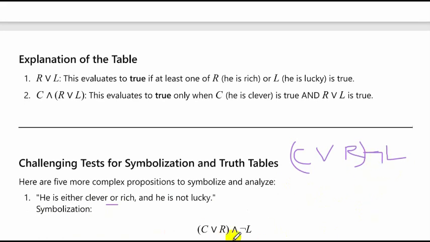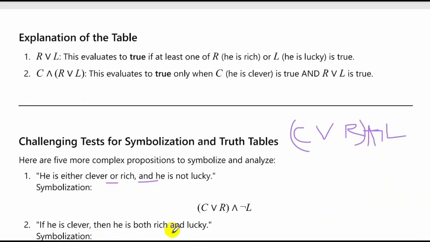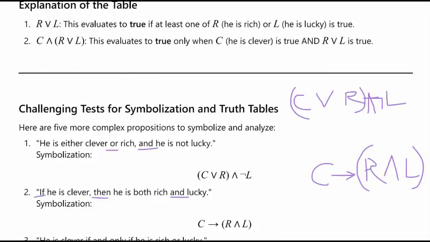Let's look at the and. Okay, so we forgot the and symbol here. We have to put and not lucky. Alright, let's look at the next one. If he is clever, then he is both rich and lucky. Alright, we have and here, if, and then symbol. So both rich and lucky. So rich and lucky. Alright, we have this one part. Clever is also there. If he is clever, then we will use the implication symbol. So if he is clever, then he is both rich and lucky. Alright.